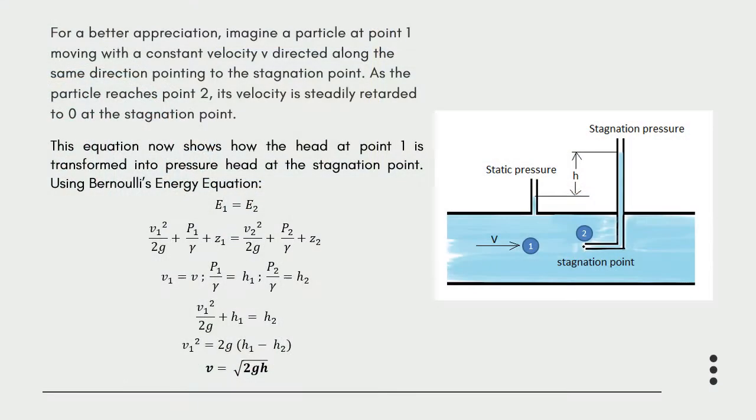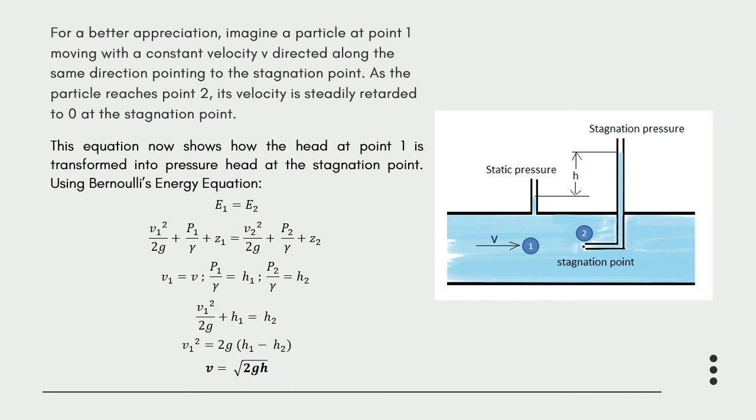For a better appreciation, imagine a particle at point 1 moving with a constant velocity v directed along the same direction pointing to the stagnation point. As the particle reaches point 2, its velocity is steadily retarded to 0 at the stagnation point. This equation now shows how the head at point 1 is transformed into pressure head at the stagnation point.